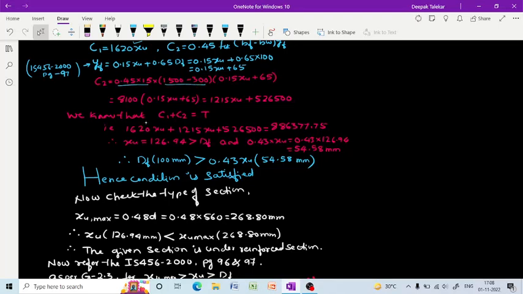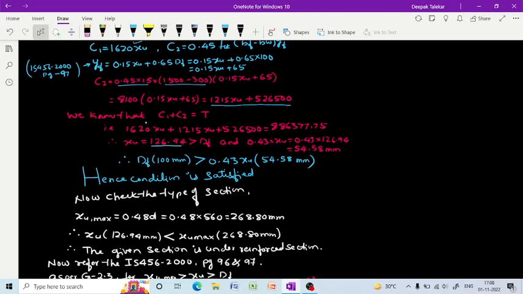Multiply it, you will get 8100, and this again 0.15 XU plus 65. Solve this, you will get this answer: 1215 XU plus 526500. Now we know that C1 plus C2 is equal to T. So you substitute all the values over here and you will find out XU. Here we got XU equal to 126.94, which is greater than DF.